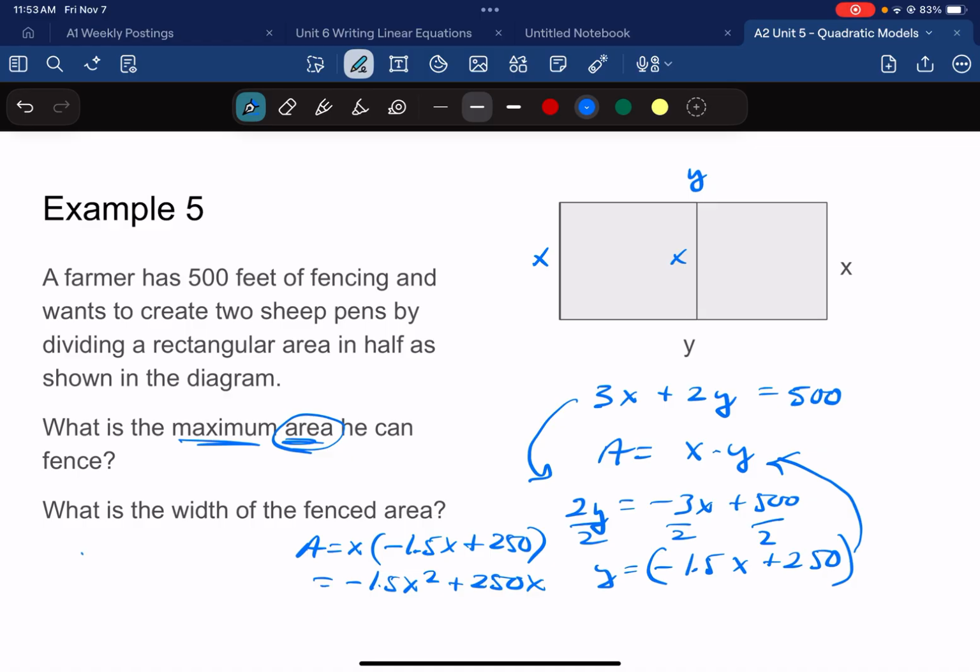So the vertex is the opposite of b, which is negative 250, divided by 2 times a. Well, 2 times negative 1.5 is negative 3. And if you divide 250 by 3, you're going to get 83.3 for x. And that's going to be the maximum area.